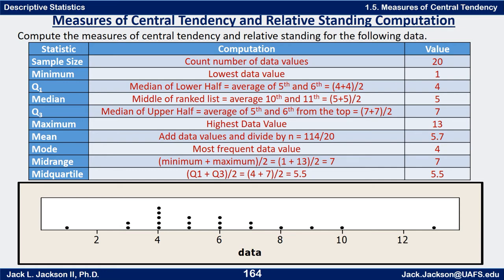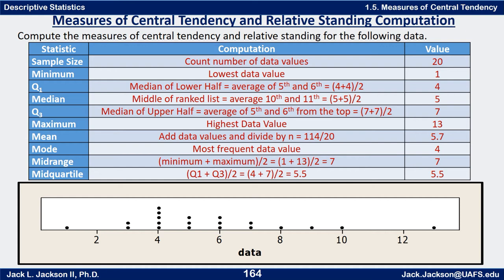Okay, so here it is, the table with the details given for the computation. The sample size is count the number of data values, which is 20. The minimum is the lowest data value, 1. The median is the middle of the ranked list, so it's going to be the average of the 10th and 11th one in that list, which are both 5, so that's 5. The median of the lower half is the Q1, which will turn out to be the average of there's 10 in the lower half, so it'll be the average between the 5th and 6th one, which are both 4s, so that's 4. The median of the upper half then is Q3, which is the average of the 5th and 6th from the top, which is both 7, so that's 7. The maximum is the highest data value, which is 13.